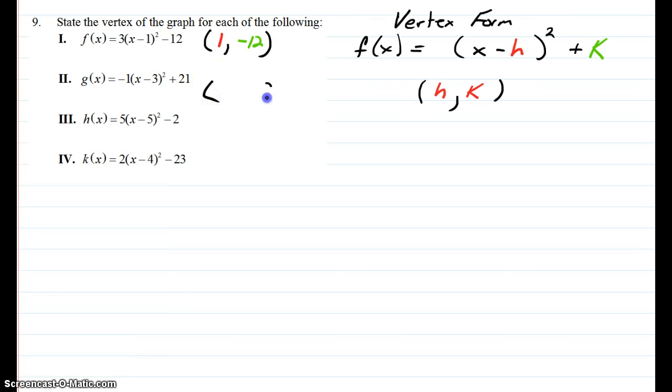So we're going to do the same for the other 3. All right, what makes this 0? What minus 3 is 0? That'd be 3. What minus 5 is 0? 5. What minus 4 is 0? 4. Now the k is just what comes after the parentheses. So we're going to have 21, negative 2, negative 23.